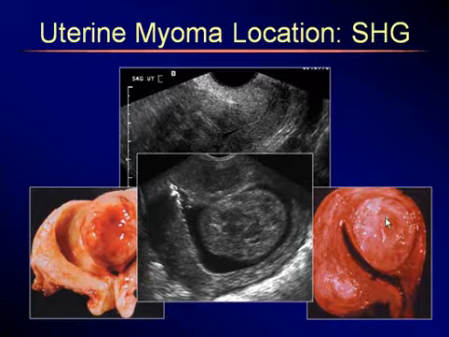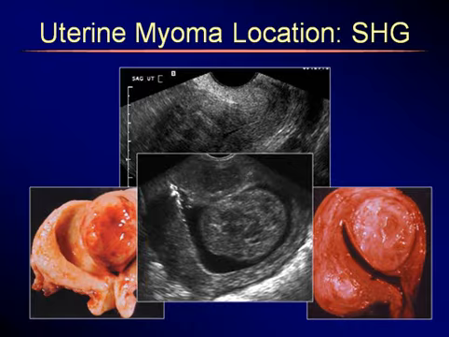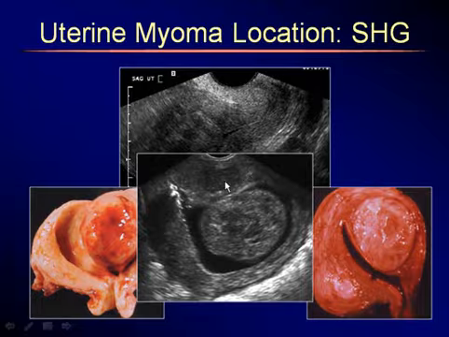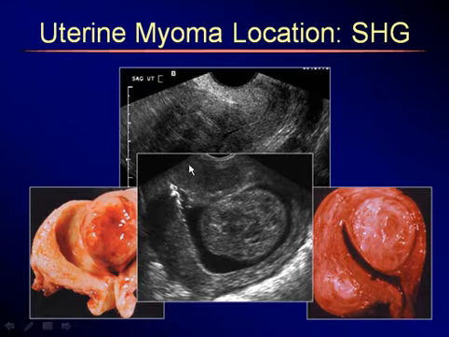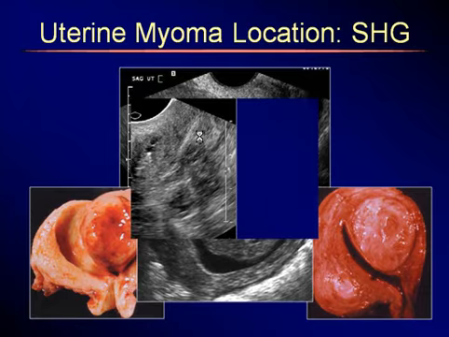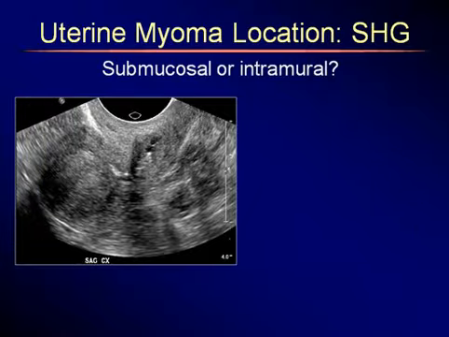So a great way to look at this is to do a sonohysterogram. Put a little bit of fluid in the cavity, and there you have fluid surrounding it. This was one of these, a completely intracavitary myoma. Very useful information.